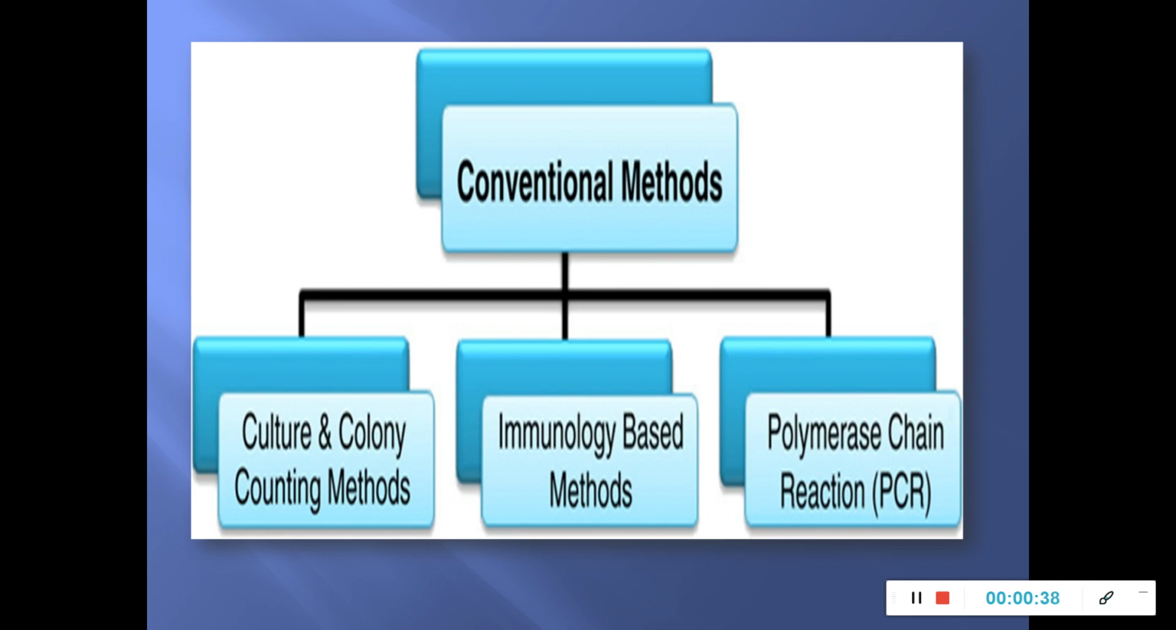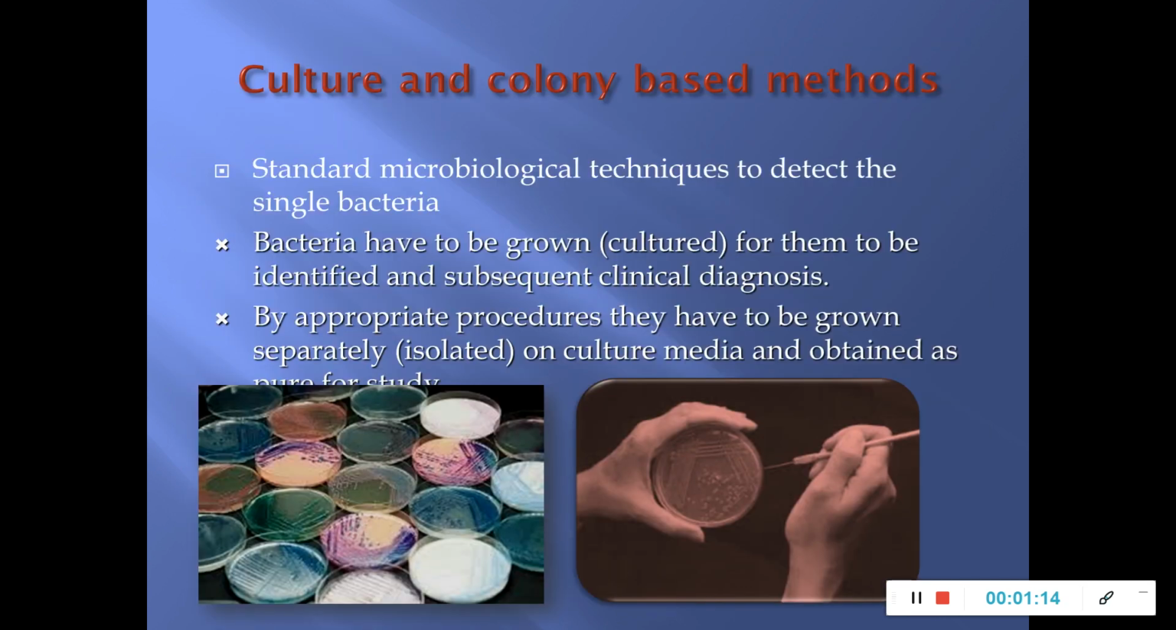Microbiological hazards or the microbes are usually isolated by conventional methods, and usually we have the culture and colony counting method, which is the most primitive method. Previously, that was the only method being used. That is, you culture the organism onto a culture plate and then you identify the organism. Further on, other methods like immunological techniques as well as polymerase chain reaction based techniques have also advanced right now. Coming to the culture and colony based methods.